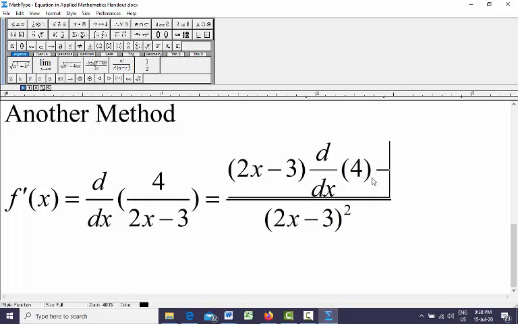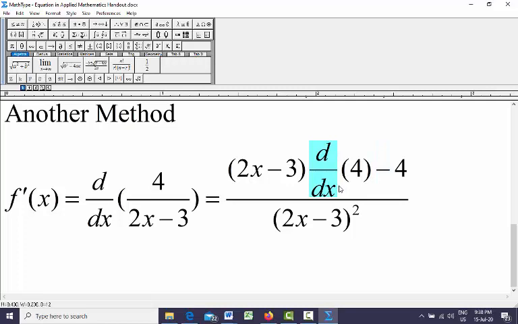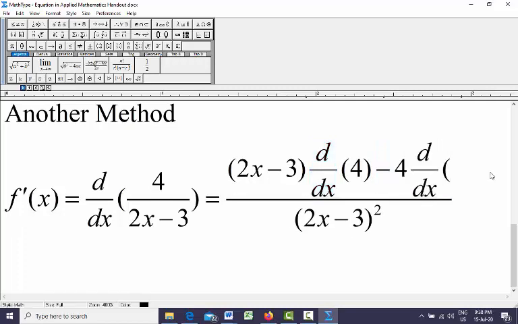What we will do is bring this 4 again here. This 4 was in front of d by dx. Now this 4 will go behind d by dx, after the minus. And in front of d by dx, 2x minus 3 will come.